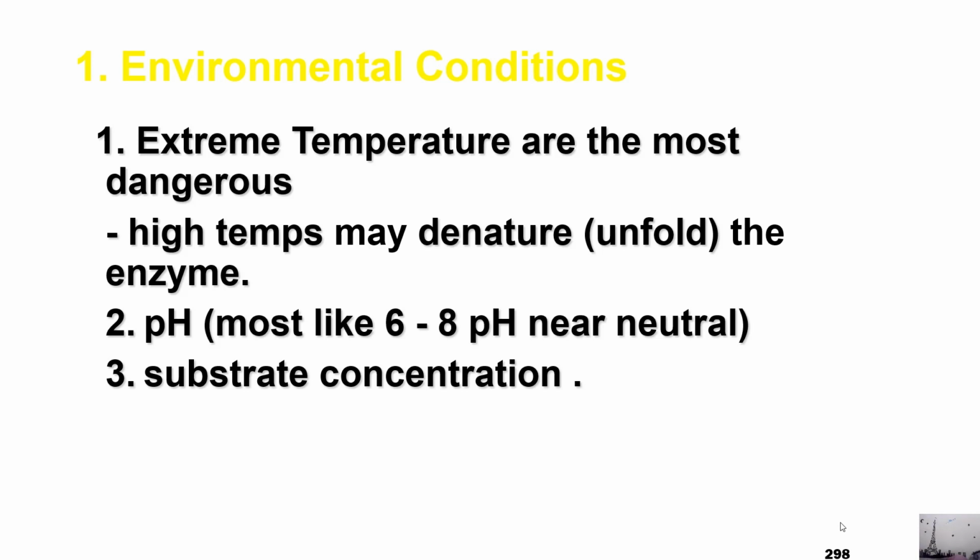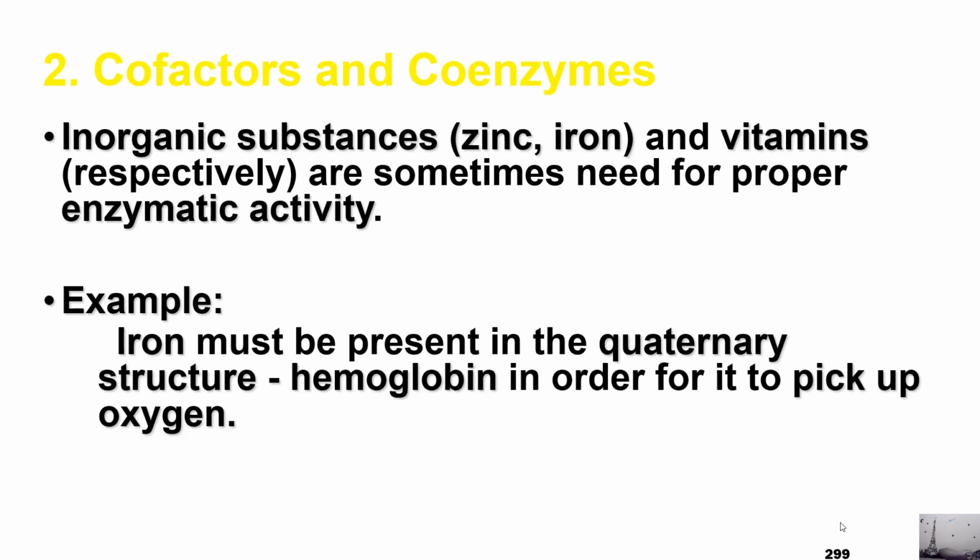pH is also very important. All proteins or enzymes will work at a particular optimum pH. And substrate concentration is also very important. It's an environmental condition because it's the substrate concentration that determines the next steps. Now, what are cofactors and coenzymes? Are they different or are they the same? So, inorganic substances like zinc and iron and vitamins are sometimes needed for proper enzymatic activity. Okay? For example, iron must be present in the quaternary structure of hemoglobin in order for it to pick up oxygen.